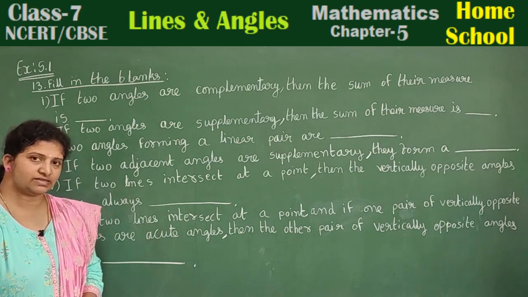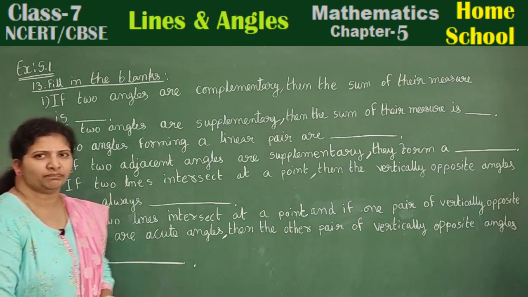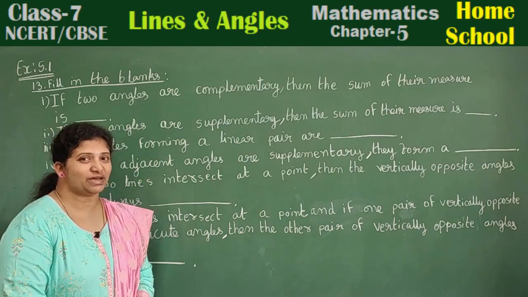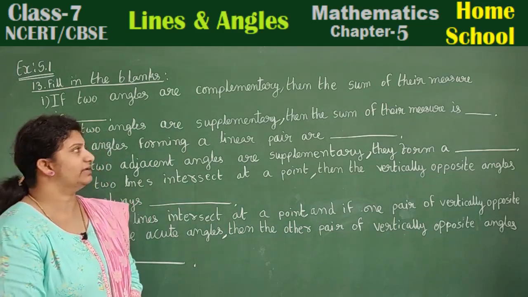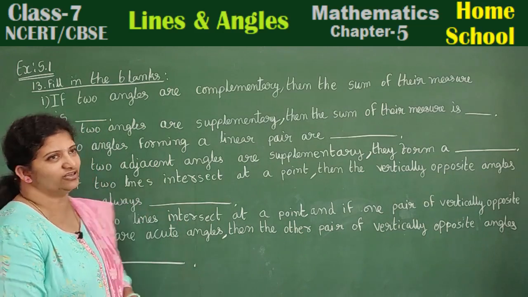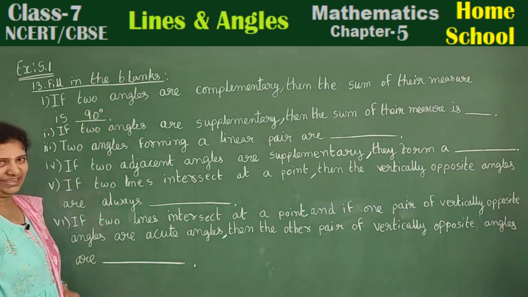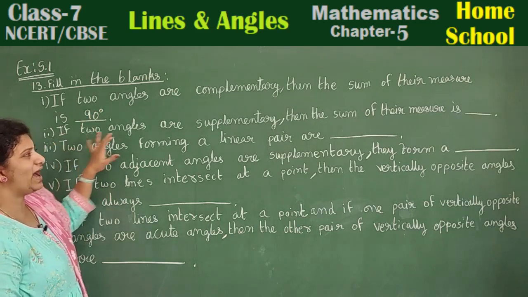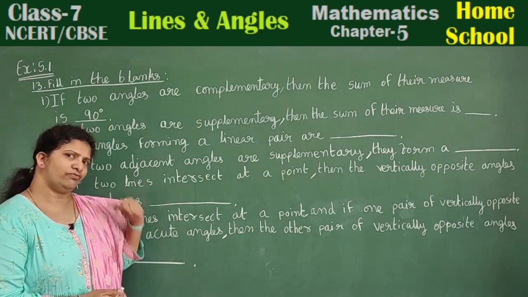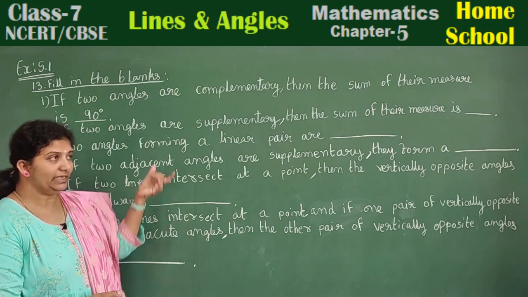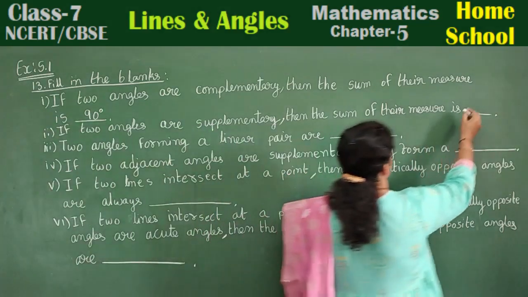You have to fill in the blanks in this one. First one, if two angles are complementary. Complementary means what, children? Sum is 90 degrees. Do you remember? If two angles are complementary, then the sum of their measure is how much? 90 degree. Second one, if two angles are supplementary, then the sum of their measure: if complementary, the sum of the measure is 90, then if they are supplementary, the sum of their measure is 180 degrees.